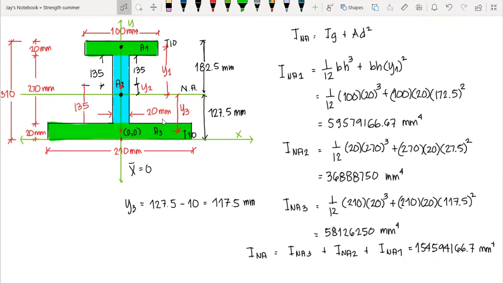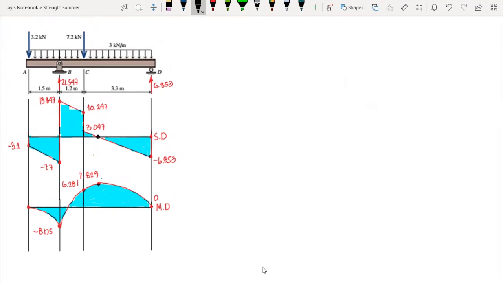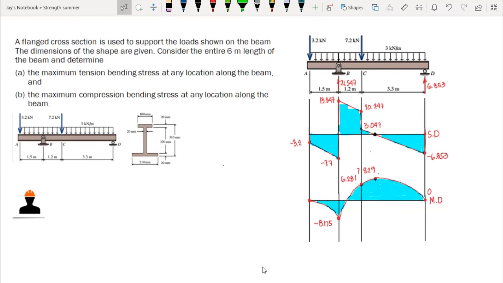Okay, so we can now use this in our formula for flexural stress. We have bending stress is equal to the moment times c over I. So our first question here is to determine the maximum tension bending stress at any location along the beam. Okay, so first is the maximum tension bending stress.